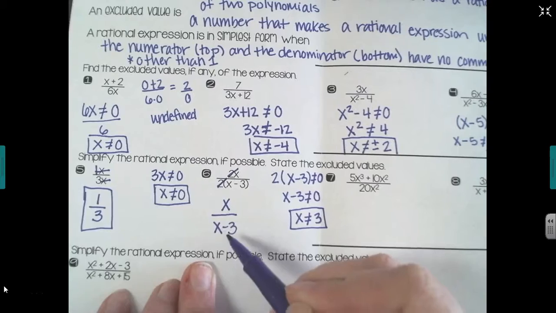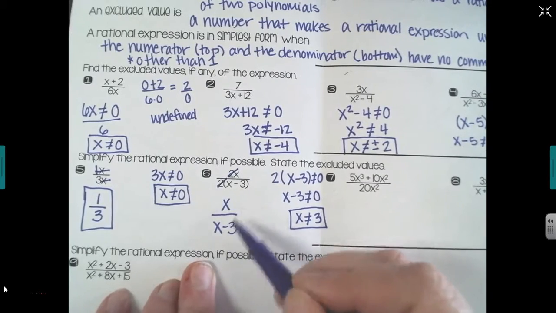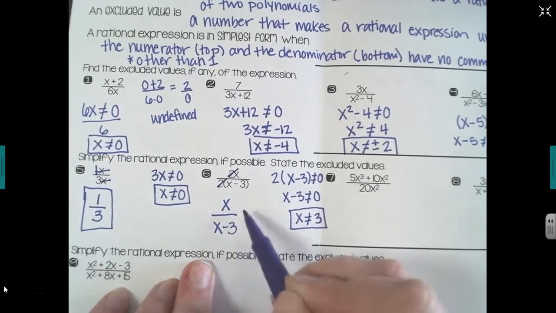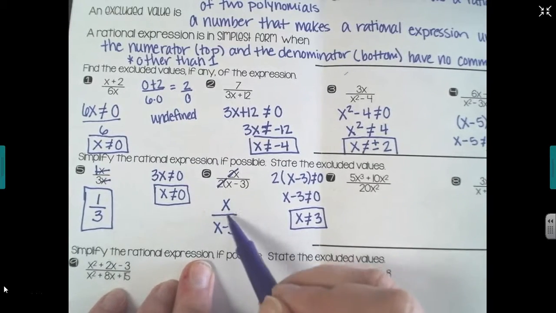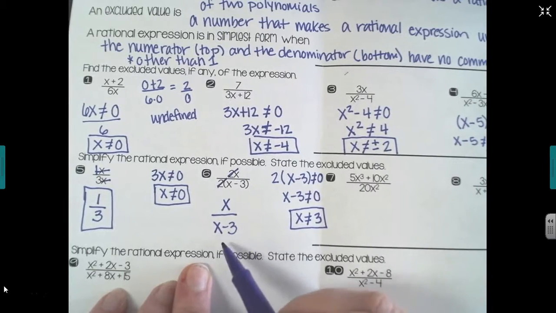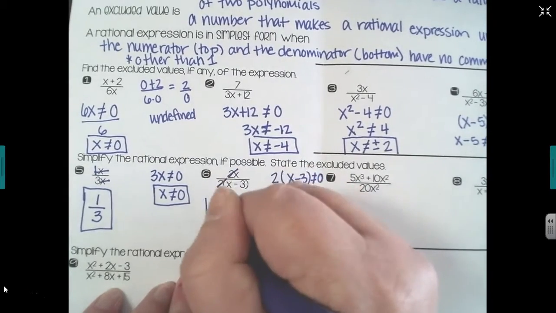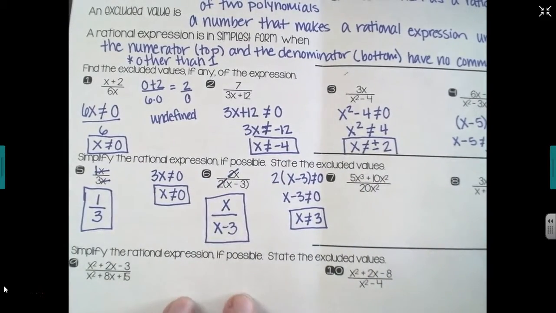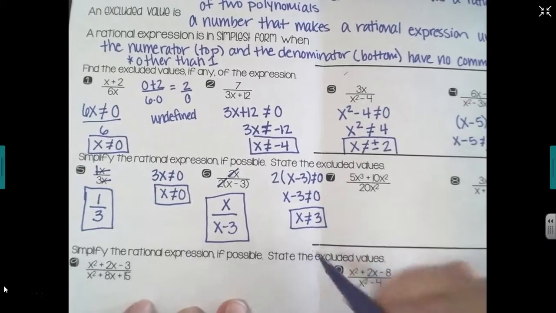Now, it looks like we have that common value of x on top and bottom, and we do. However, these are no longer factors. X is a single term, but the x in the denominator, it's a part of this binomial. It's not a factor, so we're not allowed to cancel out those x's. So our simplified form is x over x minus 3, where x cannot equal 3.